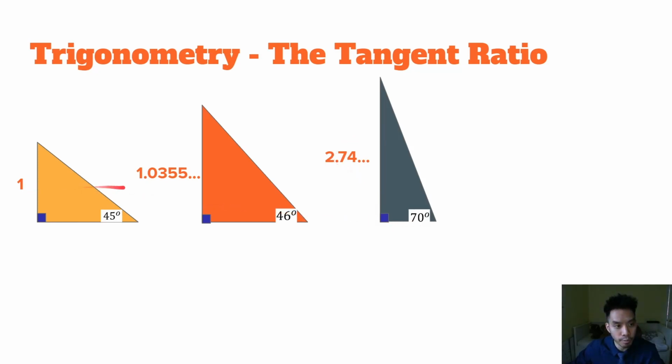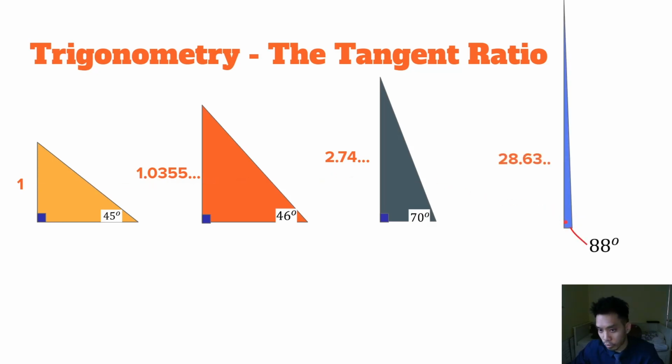So you can see how it's getting bigger and bigger. The opposite is getting bigger and bigger and bigger. And if we go even more extreme to an 88-degree triangle, which kind of doesn't even look like a triangle right now, but this is supposed to be a right angle triangle here, which I couldn't fit in. Do you see how this opposite now is 28.63 times bigger than the adjacent? That means I need 28 of these adjacents in order to make up the length of the opposite.